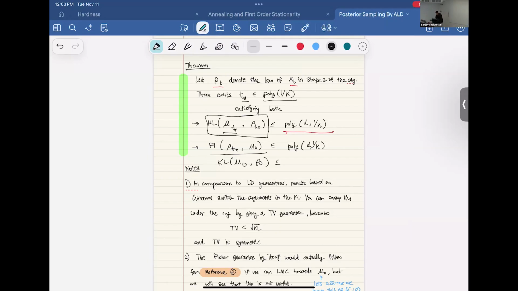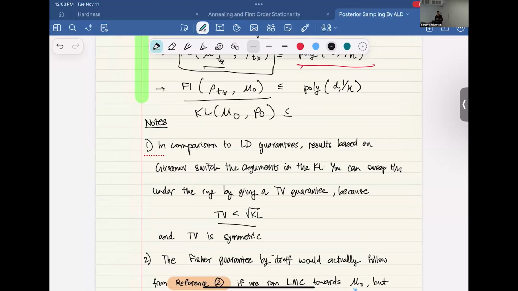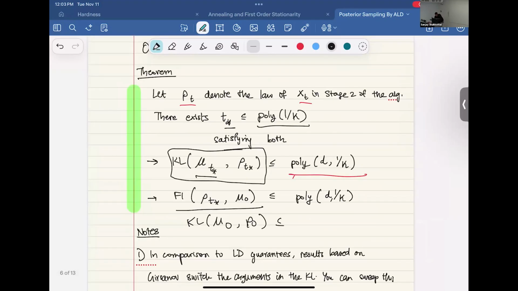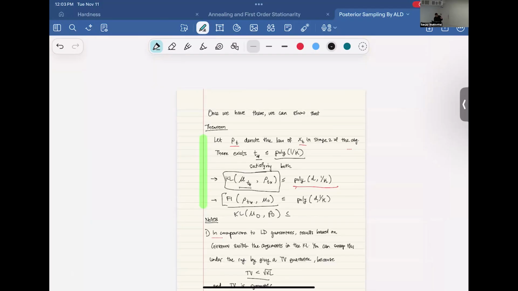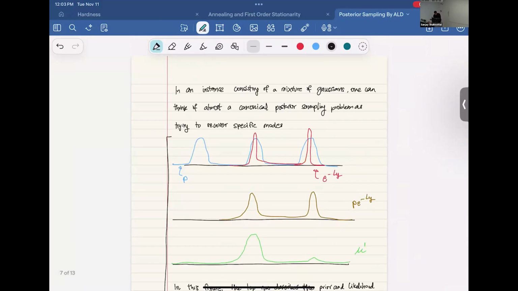Since TV is, first of all, upper bounded by KL, this is Pinsker's inequality, and because TV is symmetric, you can just say the TV between the two is small. Another thing is you can actually get just this guarantee, the Fisher divergence guarantee, already from Langevin. We talked about how to get the Fisher divergence for Langevin dynamics. The problem is, since we're solving a posterior sampling problem, if I just gave you a Fisher divergence guarantee, that's not very useful, right? So here's an example of the kinds of problems that you could have.